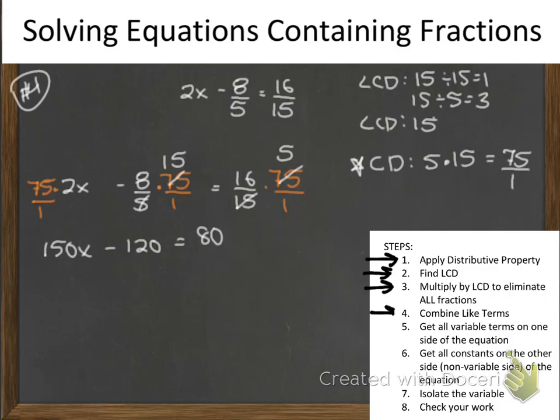Now we're going to need to combine our like terms. Notice that 150x and negative 120 are not like terms, so there's not much we can do there. Also, I'm going to draw this line because I didn't draw it earlier. We need to get all the variable terms on one side of the equation. We've already done that. There's only one variable term. Then we need to get all of the constants, the non-variable terms, on the other side.